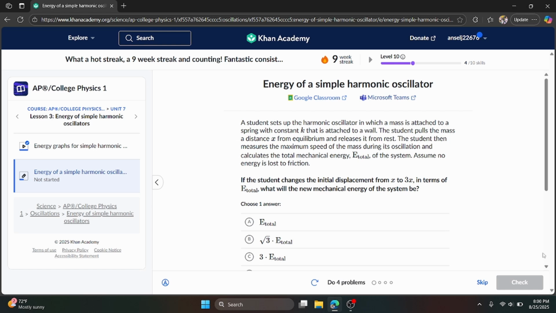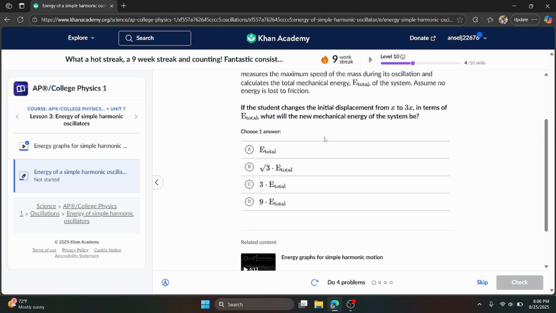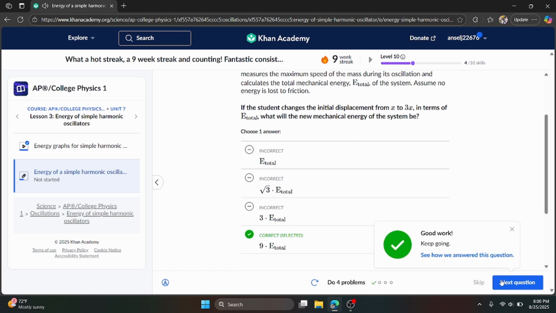Alright, so a student sets up a harmonic oscillator in which a mass is attached to a spring with constant K. It's attached to a wall. If the student changes the initial displacement from x to 3x, in terms of energy, what will the new mechanical energy be? It'll be 9 because it's x squared. That's the energy. Yes! Okay.